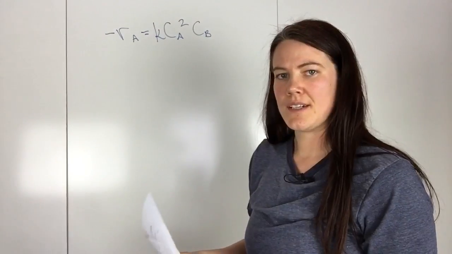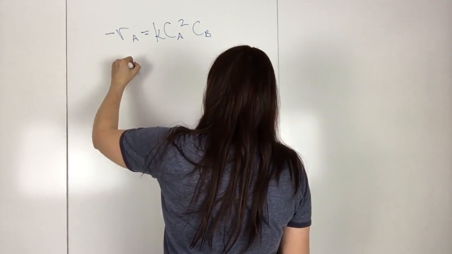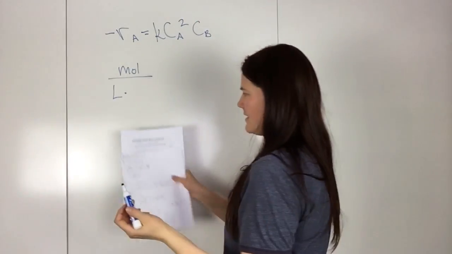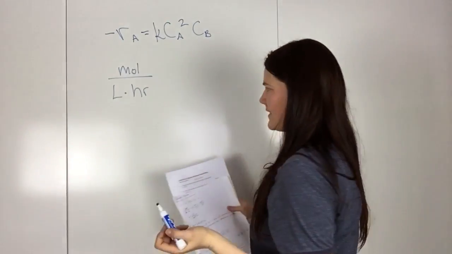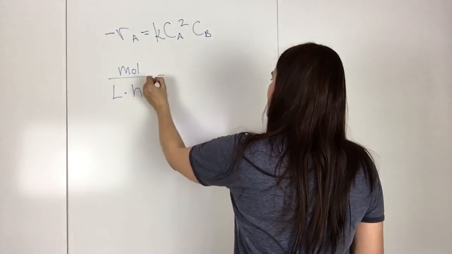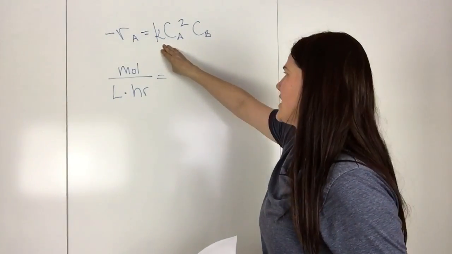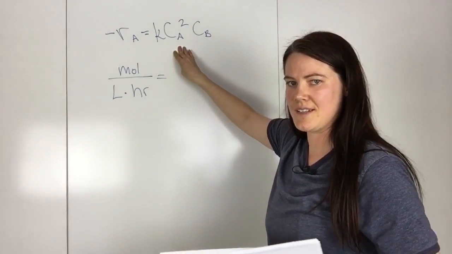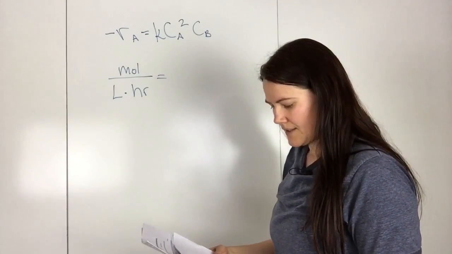So if you remember, the units for the rate are always some kind of amount per volume per time, so say in this case moles per liter per hour. And then the units of your rate constant K can change depending on what your other variables are in the rate equation.